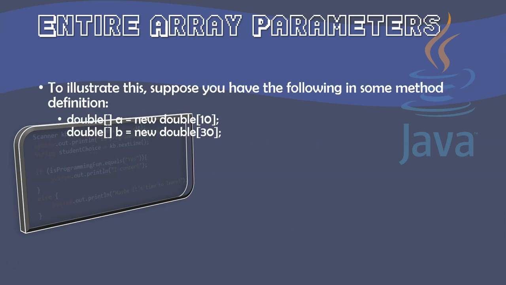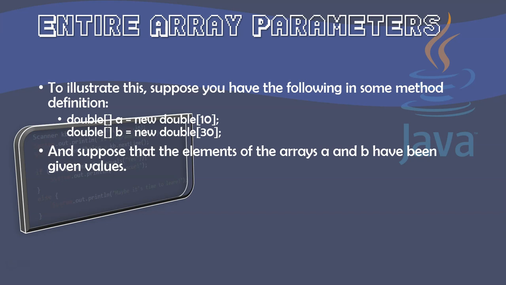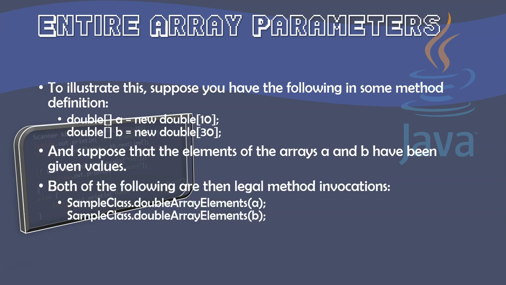Let's illustrate this a little bit. Suppose we have the following method definition. We have double[] a = new double[10] and double[] b = new double[30]. Suppose that the elements of arrays a and b have been given values, so they're not empty. Both of these are then legal method invocations.